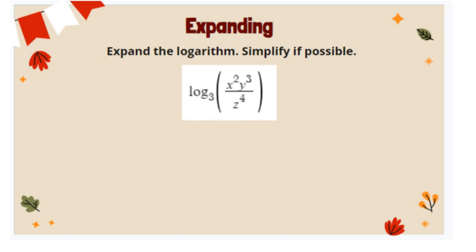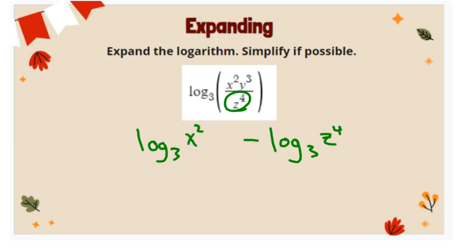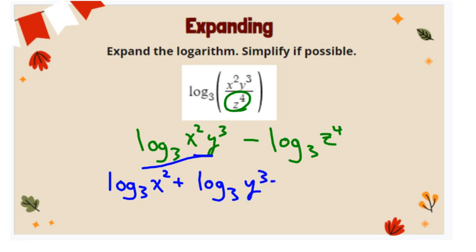So I'm going to first consider the bottom here. I'm going to take that minus log base 3 of z to the 4th. And I could say log base 3 of x squared y cubed. But again, we have this product going on here with this argument. So this whole thing can be expanded to be log base 3 of x squared plus log base 3 of y cubed minus log base 3 of z to the fourth. And now all the exponents need to come out in front.